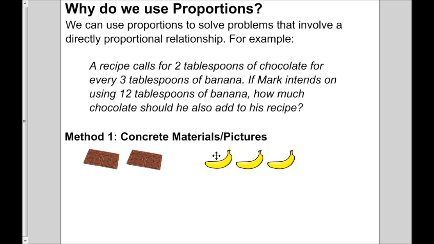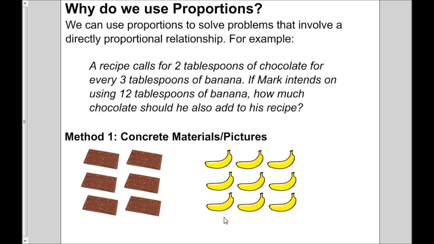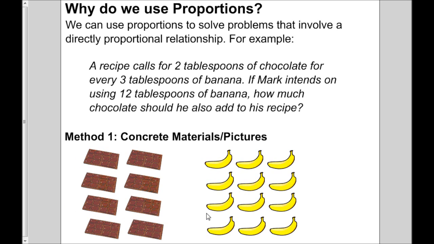Okay, so we have a ratio of 2 chocolate for 3 banana. So if we add 3 more tablespoons of banana, that means we would have to add 2 more tablespoons of chocolate. Right? If I add another 3, I have to add another 2 chocolate. If I again add another 3 bananas, I would have to add another 2 tablespoons of chocolate.